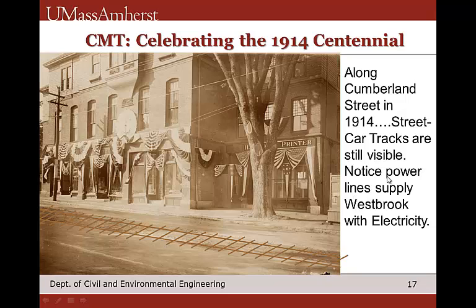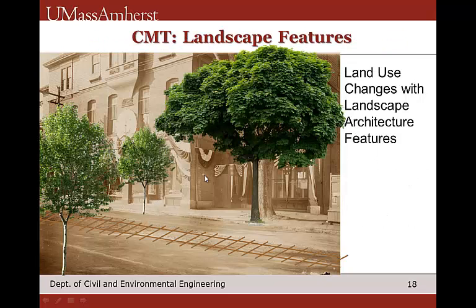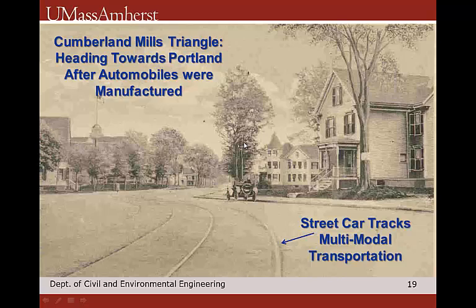And notice that the power lines here actually were turned on, I believe, in the late 1800s, and so that was a big deal for the city of Westbrook. And that's how the streetcars ran. They ran off of the electricity. This is just land use changes with architectural features. I just added in some trees and just trying to show viewers the differences, what stuff could look like or what it might have looked like a long time ago, if the pictures were sort of enhanced.